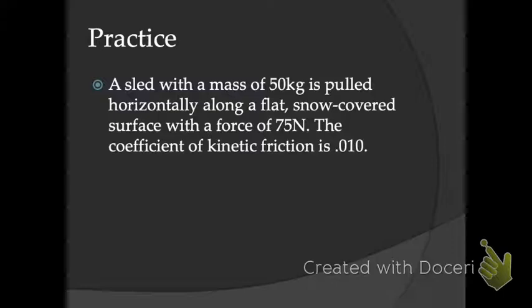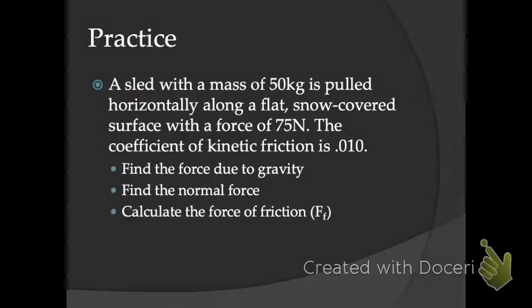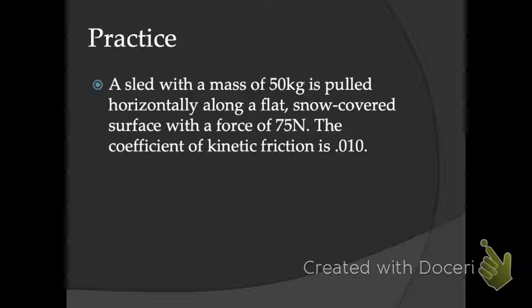Okay, let's go ahead and try one here. A sled with a mass of 50 kilograms is pulled horizontally along a flat snow-covered surface with a force of 75 newtons. The coefficient of kinetic friction is 0.01. Our overall goal here is to find the horizontal acceleration. I'm going to write that up here because I need some room to write. So go ahead and write down what you need, and then we'll get started.